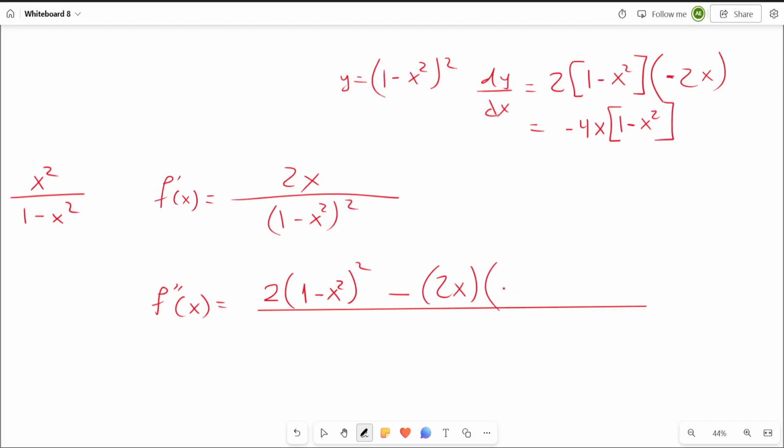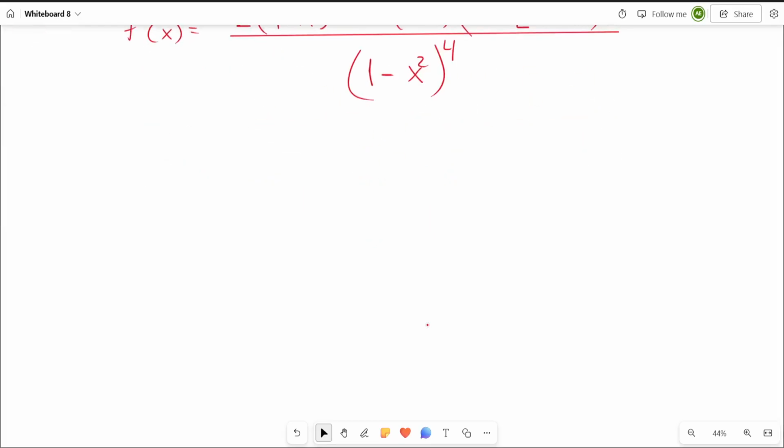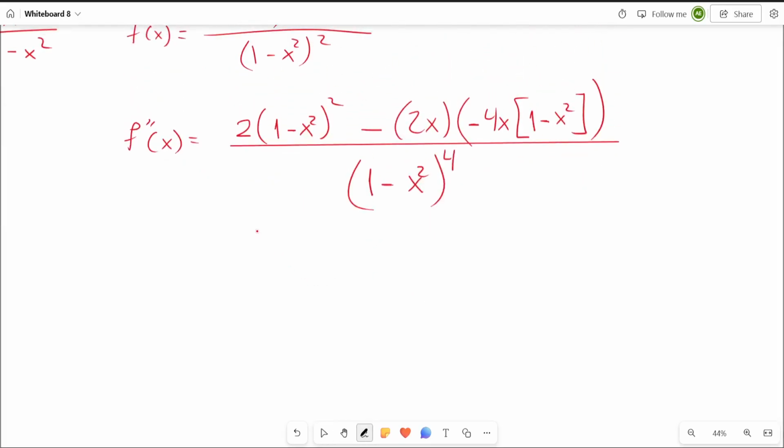So this is the differentiation. So this is going to be minus 4x into 1 minus x squared over here. And then I'm going to divide by the denominator, which is 1 minus x squared to the power of 2. However, I'm going to square it, so it's going to become to the power of 4. And let's simplify. Straight away, I can see that I have 1 minus x squared common.